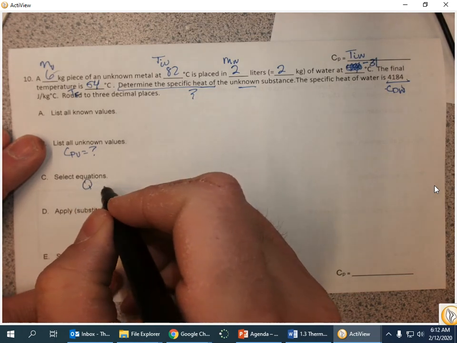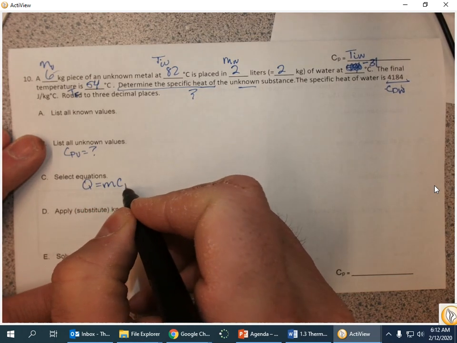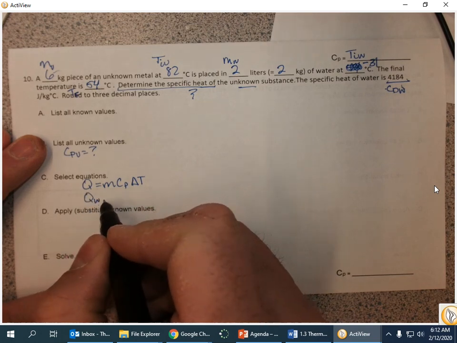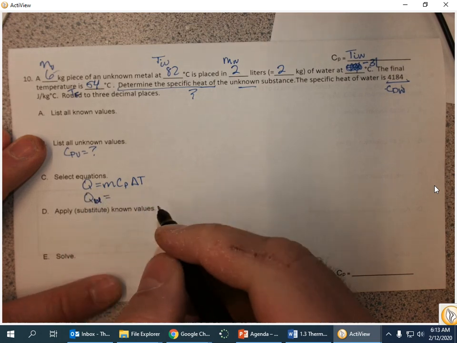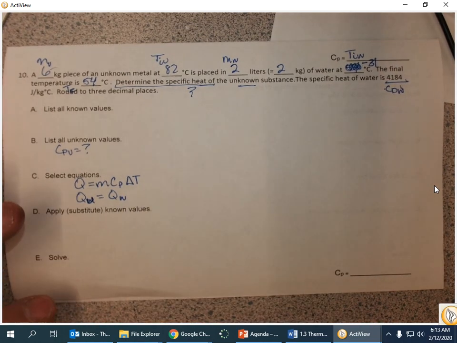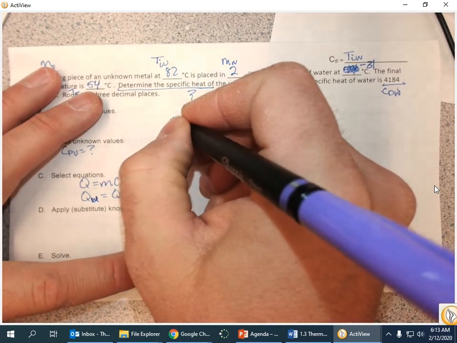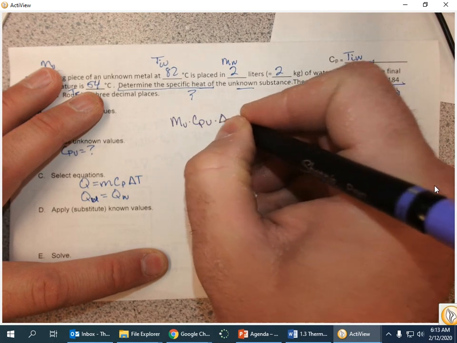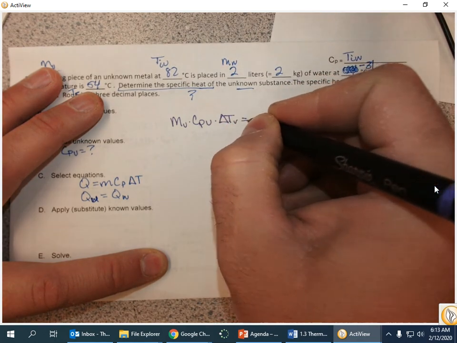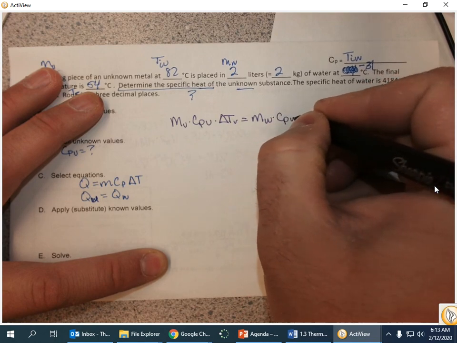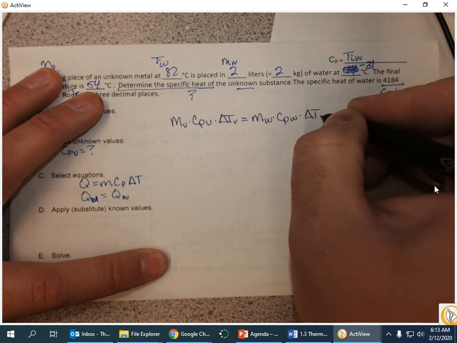The equation will be Q equals mCp delta T, and the Q, the energy transferred of the unknown, will be equal to the energy transferred for the water. So going ahead and plugging those two in, it's the mass of the unknown times the specific heat capacity of the unknown times the change in temperature of the unknown equals the mass of the water times the specific heat capacity of the water times the change in temperature of the water.